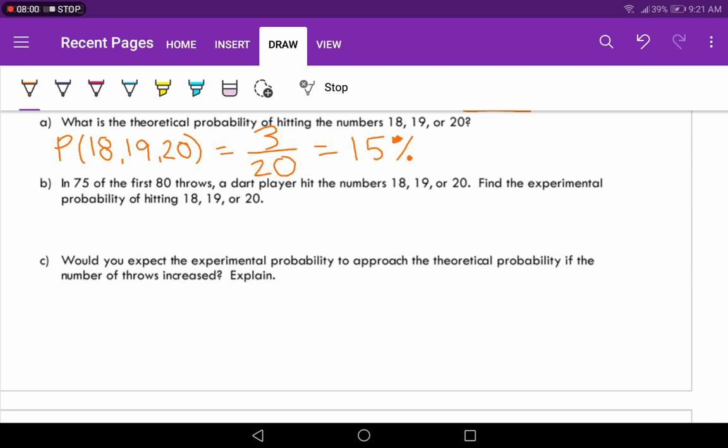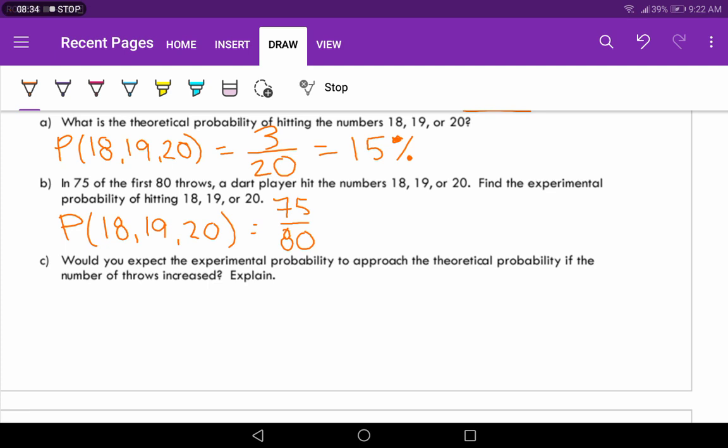In 75 of the first 80 throws, a dart player hits the numbers 18, 19, or 20. Find the experimental probability of hitting 18, 19, or 20. So he threw 75 times and he hit all 3 of those within those 75. So that means that he was successful in 75 out of the 80 throws.